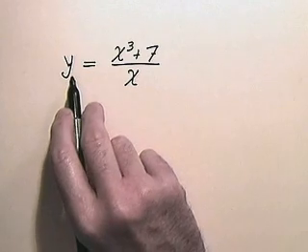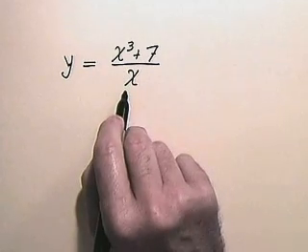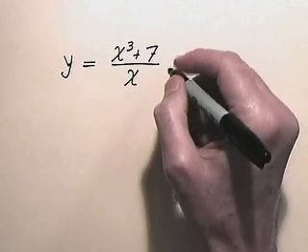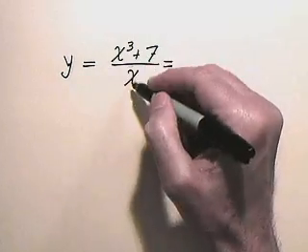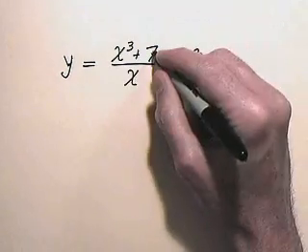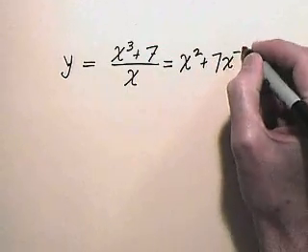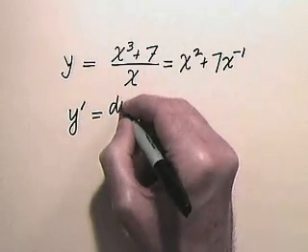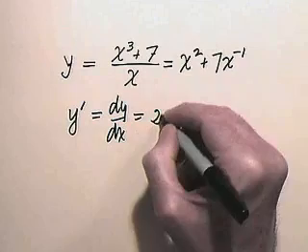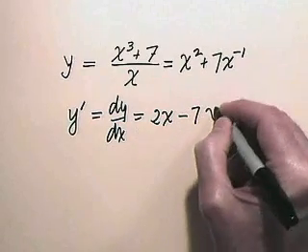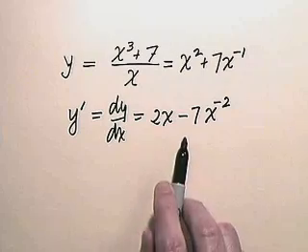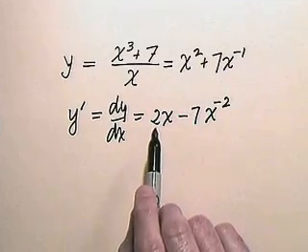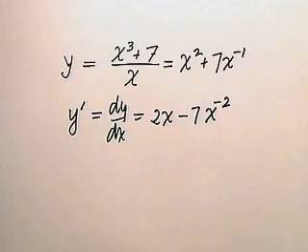Here I want to differentiate the function y equals (x cubed plus 7) over x. I could apply the quotient rule directly to this expression, but on the other hand, I can easily see that x cubed over x is just x squared, and then 7 over x is the same as 7x to the negative 1. So now we get y prime, or dy over dx, is simply 2x minus 7x to the negative 2. It's simply applying the power rule to each term. So that's very easy by comparison to having to apply the quotient rule.